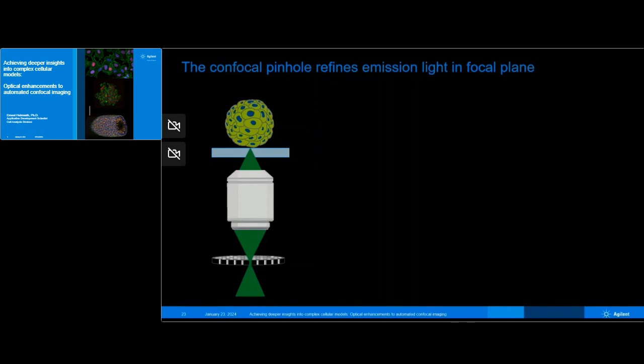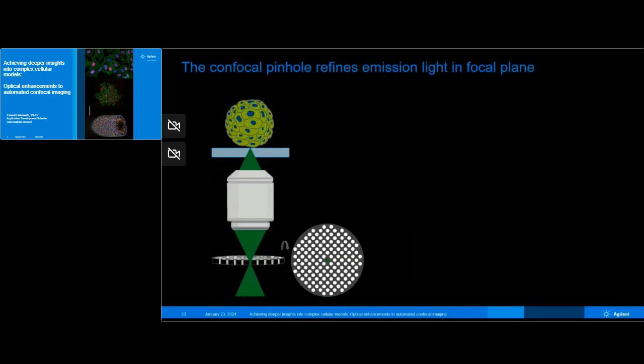Now, for simplicity, I'm just showing a single point that is passing through a single pinhole, where in fact this is happening across the entire disk. So if you rotate that, you'll see that the light coming from that point source is passing through that single pinhole.